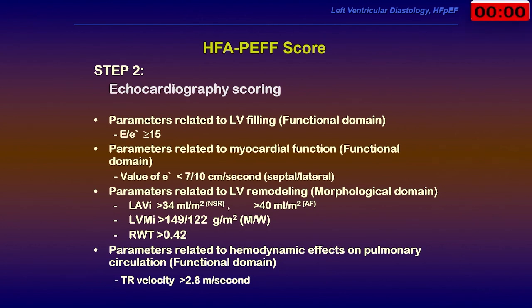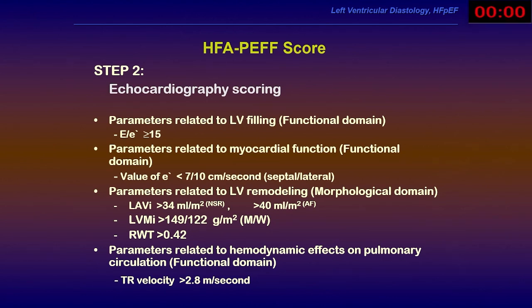Parameters related to the myocardial function, the tissue velocity itself. You remember the 2 figures, 7 in the medial mitral areas and 10 in the lateral. If you have figures less than these 2 values, you have 1 point.